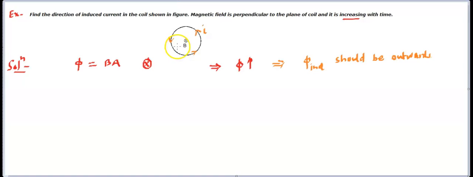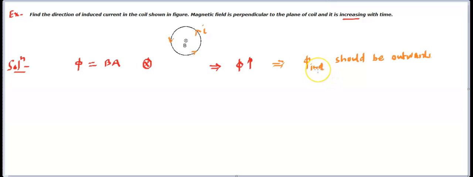Making sense? Now, another case could have been if there would have been a word called decrease. So in case it is decreasing, then decreasing flux has to be opposed, and then as per the rule, induced flux should be inwards, in the same direction as the flux, so that it opposes the decreasing nature, hence the current direction will reverse. Okay, so what do you need to do? First find the flux, find its direction, check how the change is taking place, and if it is increasing, induced flux has to be opposite to it. If it is decreasing, induced flux has to be in the direction of flux.